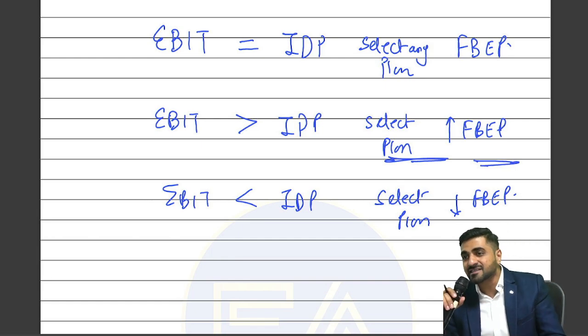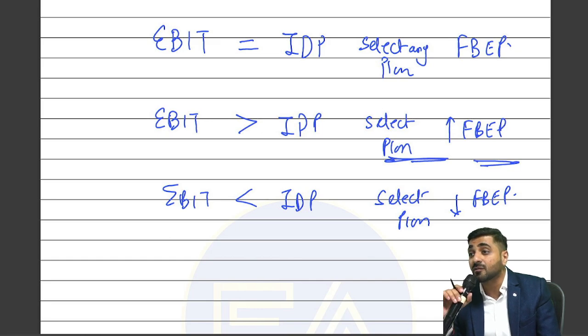And in that same example, if my EBIT would have been 40,000, was that lower than indifference 60,000? Yes. Plan 1 or plan 2? Plan 2, because the FBP is lower.